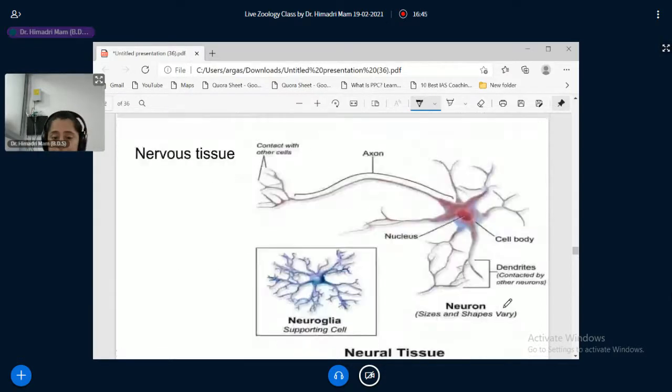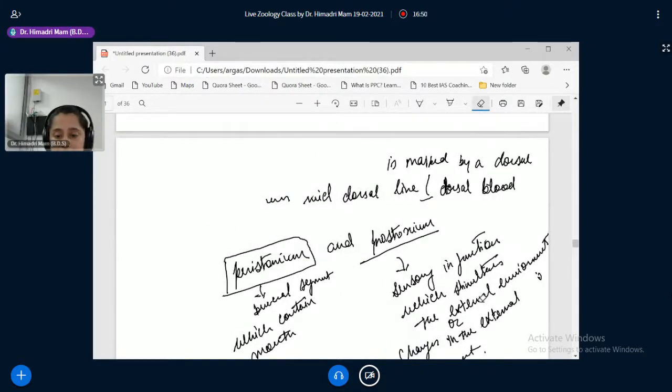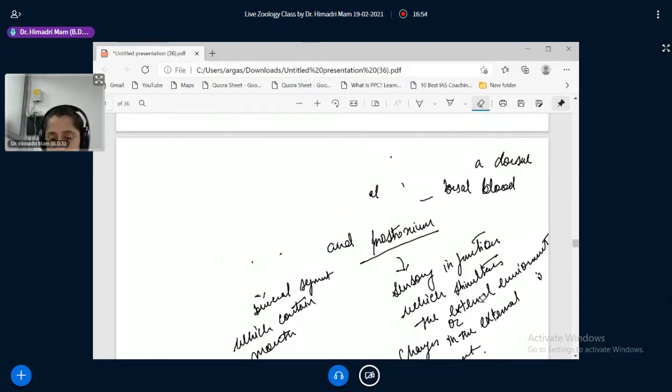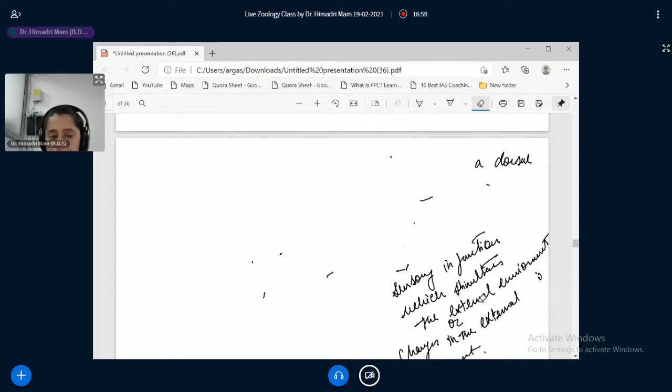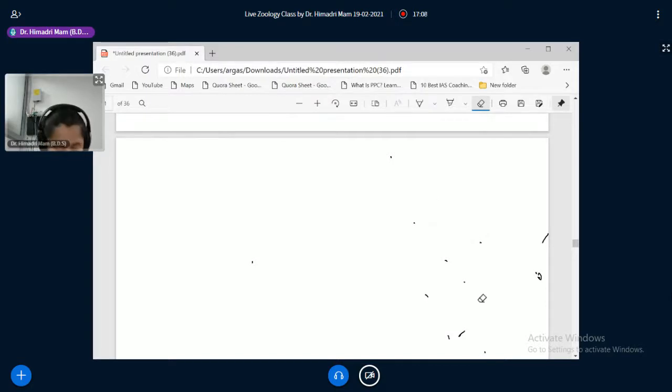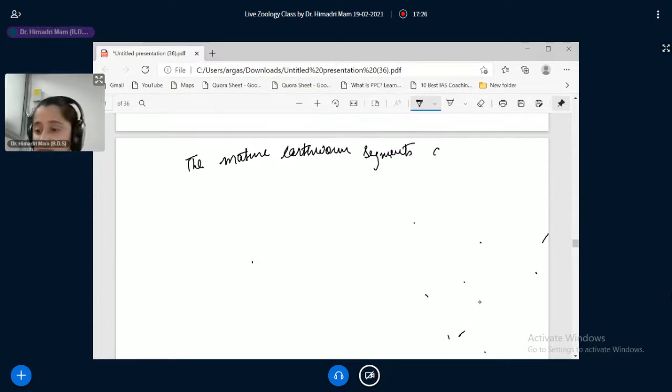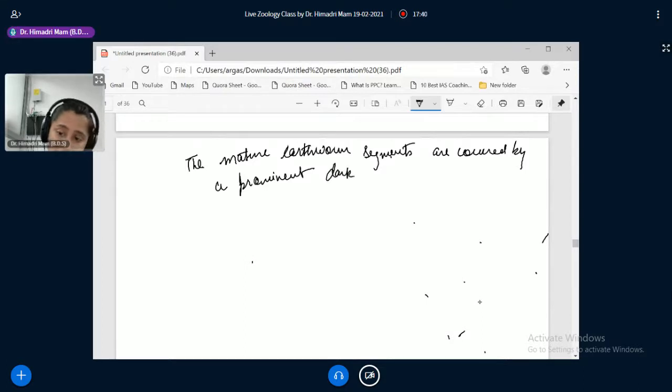Okay, now the mature earthworm, basically the mature earthworm segments, are covered by a prominent dark glandular tissue called clitellum.